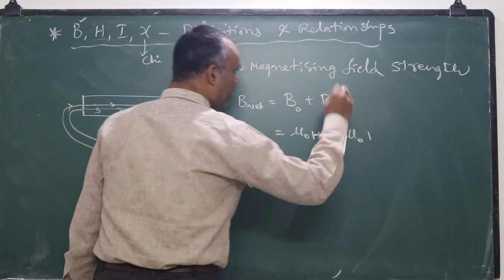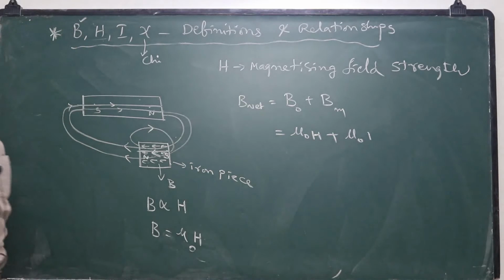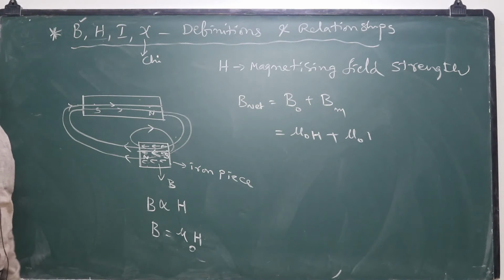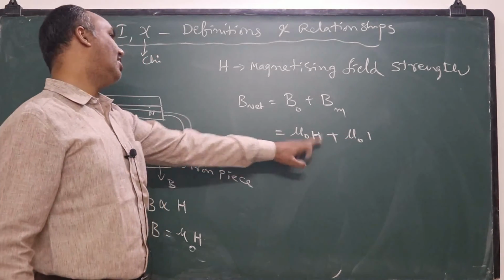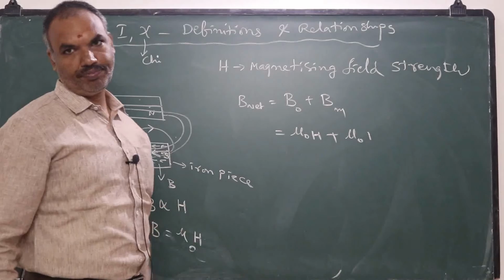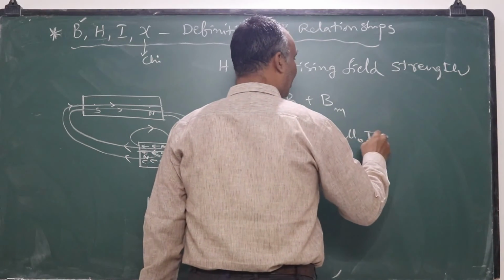Something I should write here. What should I write here? Now that is the question. To understand what I should write here, this is nothing but magnetizing field. I should write I here. What is I?